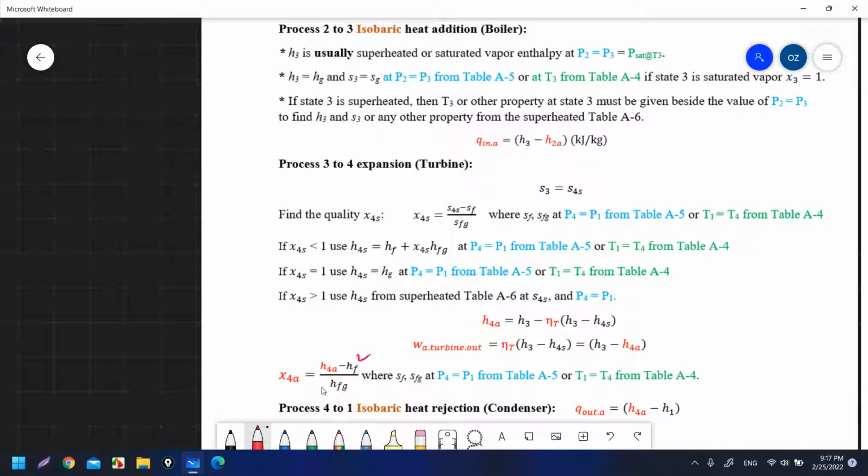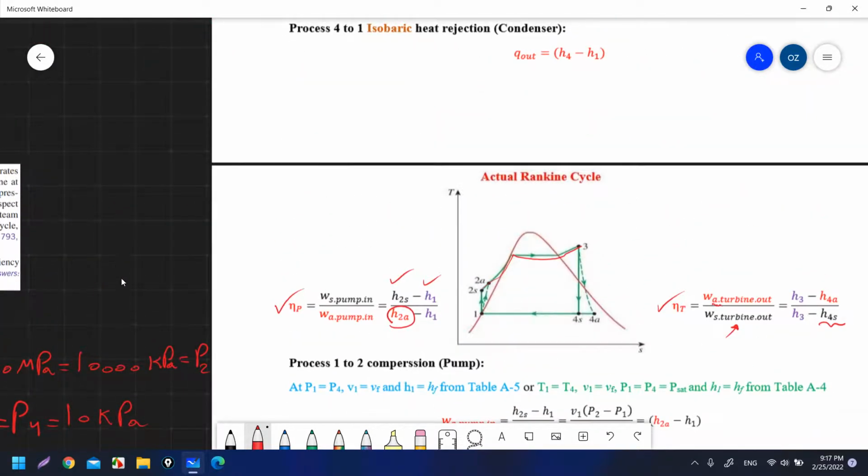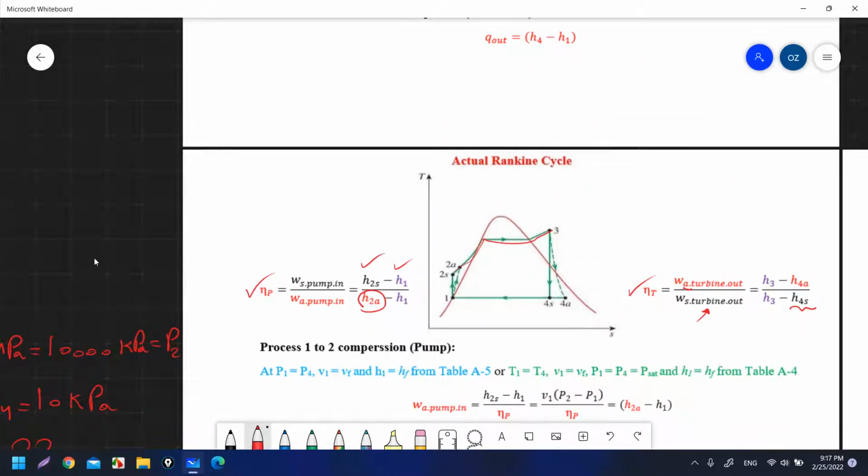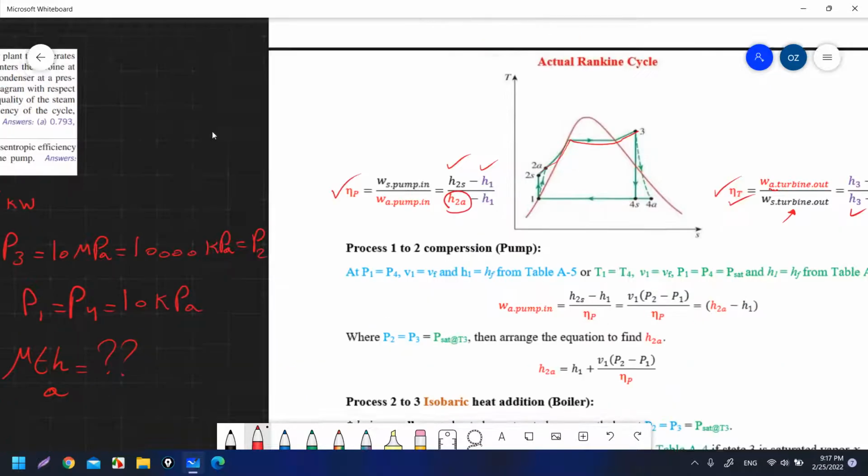HF and HFG can be found easily from the thermodynamics tables, but H4A I can find using the isentropic efficiency of the turbine, because it is given, and from the previous procedure and what we learned in the previous video, I can find H4S and H3. So then I can calculate H4A from this equation. Okay, that is why we use this property, the enthalpy, to calculate the quality.